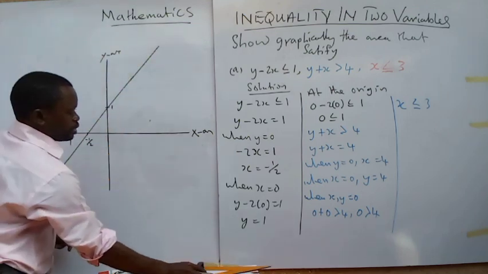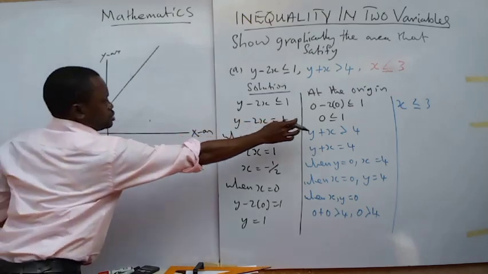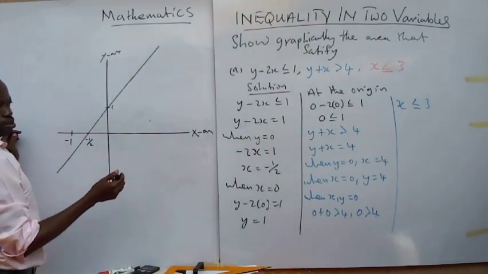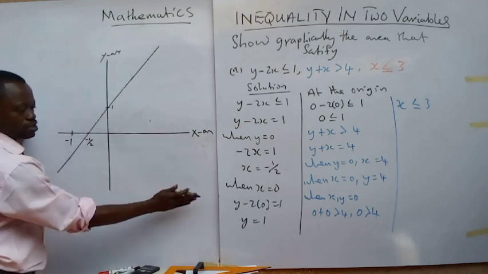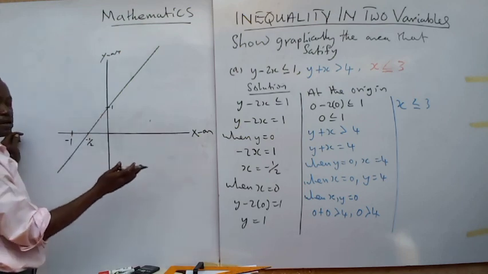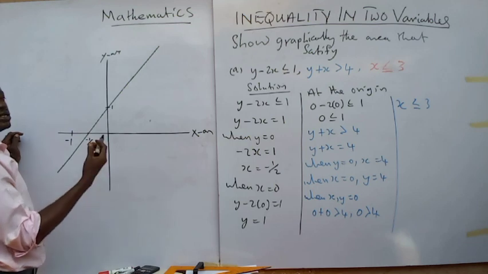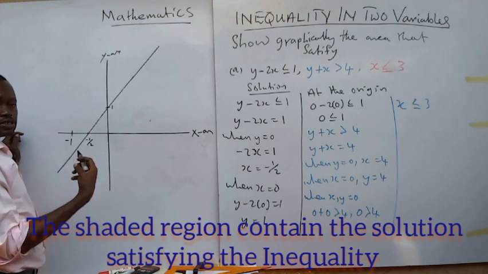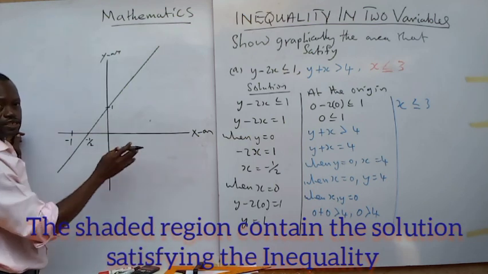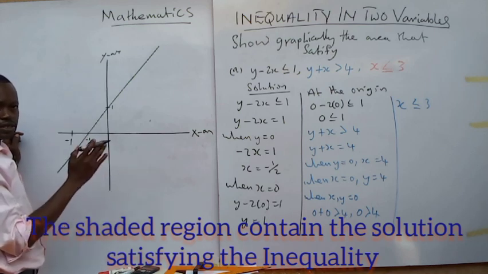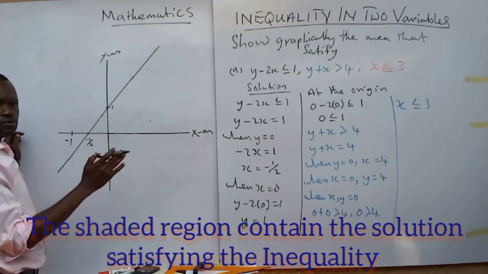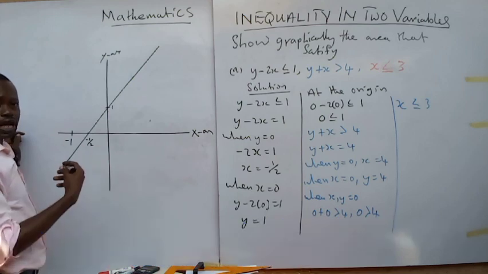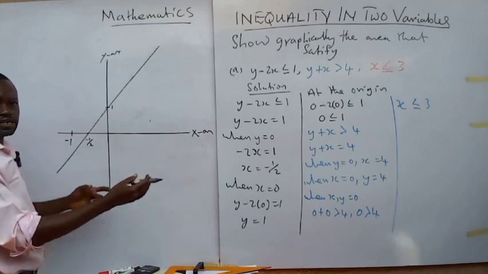Now remember we said that this is true, and because it is true, that means the origin is part of the solution that satisfies the inequality. So, in my own concept, I shade the area that satisfies the inequality. Did you hear what I said? Because certain literature will say the unshaded region. My own, I am using the shaded region, that is the area that satisfies the inequality.